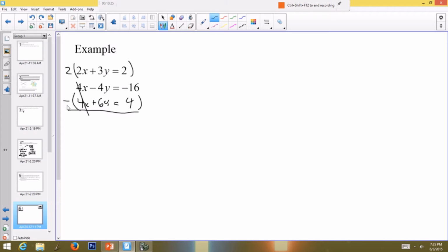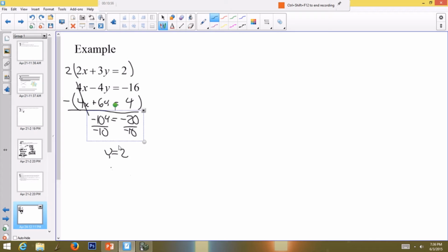Negative 4y minus 6y gives me negative 10y, and then negative 16 minus 4 gives me negative 20. I said that wrong earlier, so let me clarify. All right, then I'm going to divide both sides by negative 10, and I get y equals 2. Well, that's awesome.